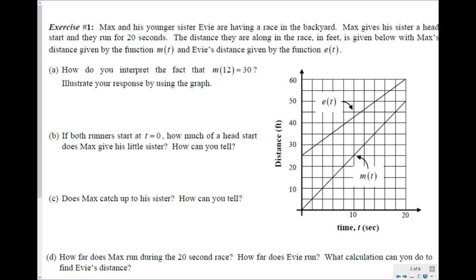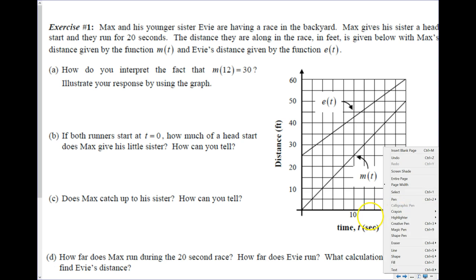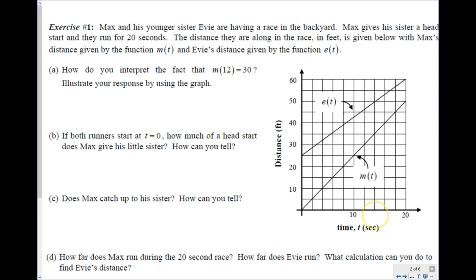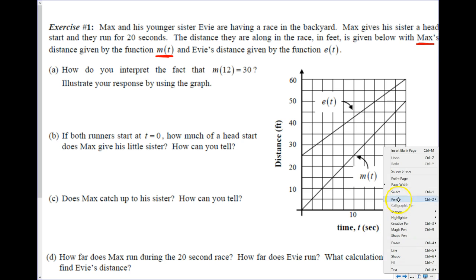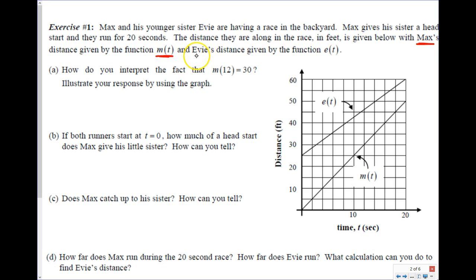So, first of all, I'm going to use different colors to talk about their difference. So let's make this m of t red, and that's Max. And let's say that Evie's is blue. So Evie's is e of t. So this line right here is Evie.